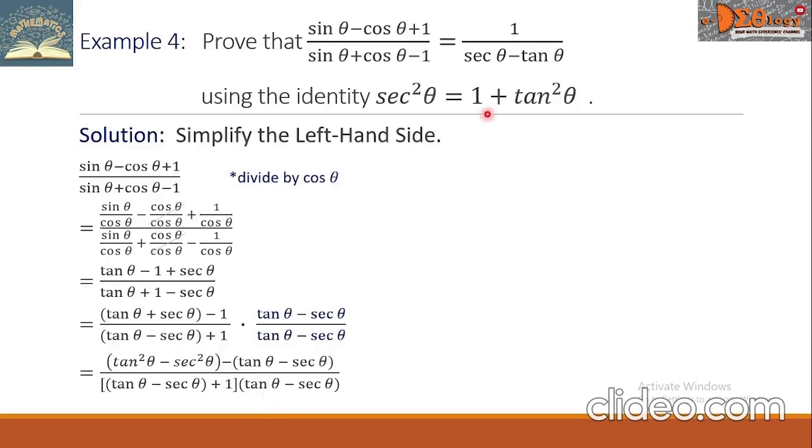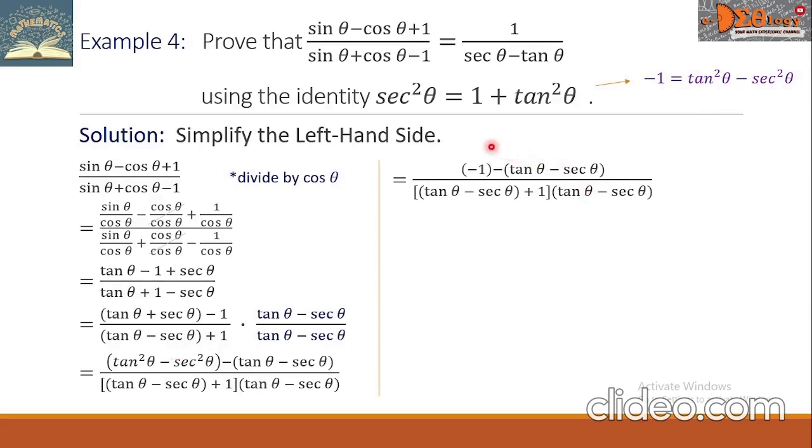And from here, let us look at our identity. We can put together the tangent and the secant in one side. And this constant one, we will put on the left. So it becomes negative 1 equals tangent squared theta minus secant squared theta. Look at this group here. It is the same as the right-hand side value, which means we can substitute negative 1 for this value here. So it becomes like this. And then let us simplify the numerator. We have negative 1 minus tangent theta plus secant theta. In the denominator, we have this trinomial here.